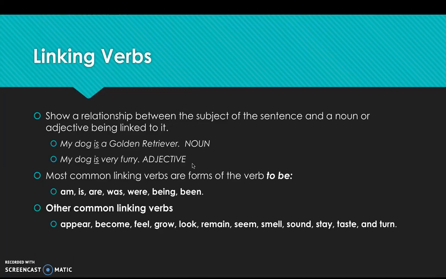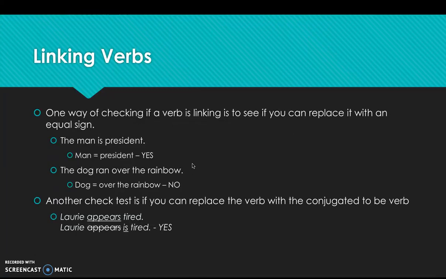So you need to be on the lookout for those. Other common linking verbs include appear, become, feel, grow, look, remain, seem, smell, sound, stay, taste, and turn. All of these are potential linking verbs.